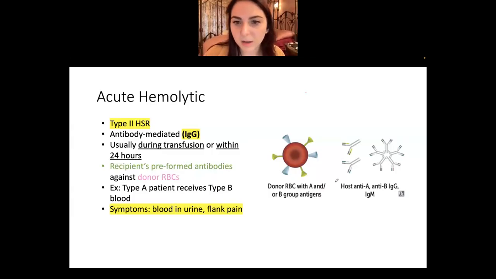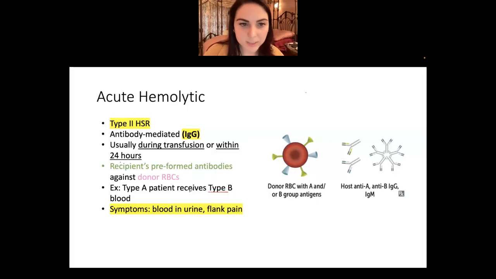Keeping that color coding, the recipient has preformed antibodies against the donor's red cells. Again, just think of a type A patient receiving type B blood. Remember, with this you don't need a pre-sensitization event, because if you're type B, you automatically make anti-A. That's why this is even worse. How many times do these lab people make mistakes, right? It's not going to happen twice to the same patient. It doesn't have to if it's blood, because they automatically make the antibody against the other blood type.